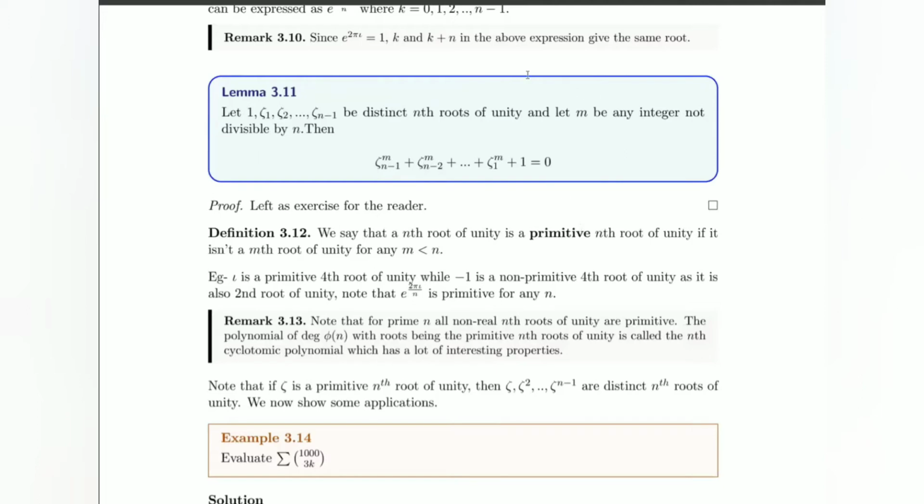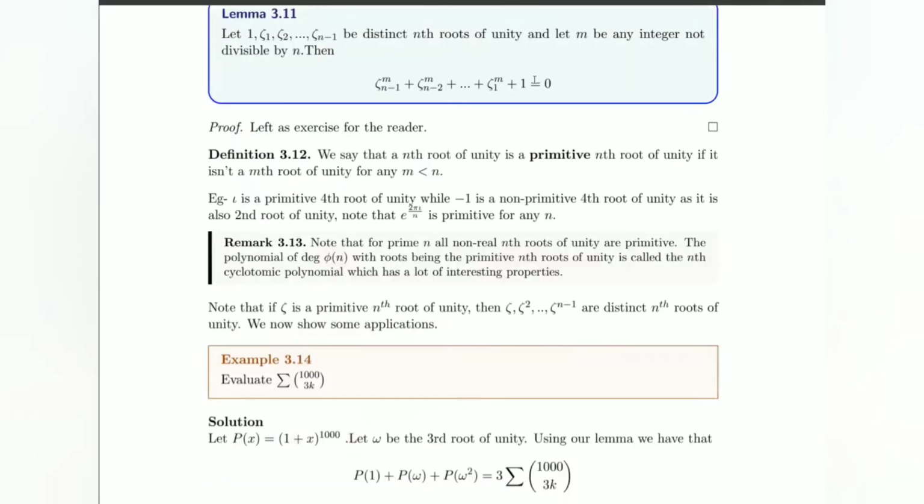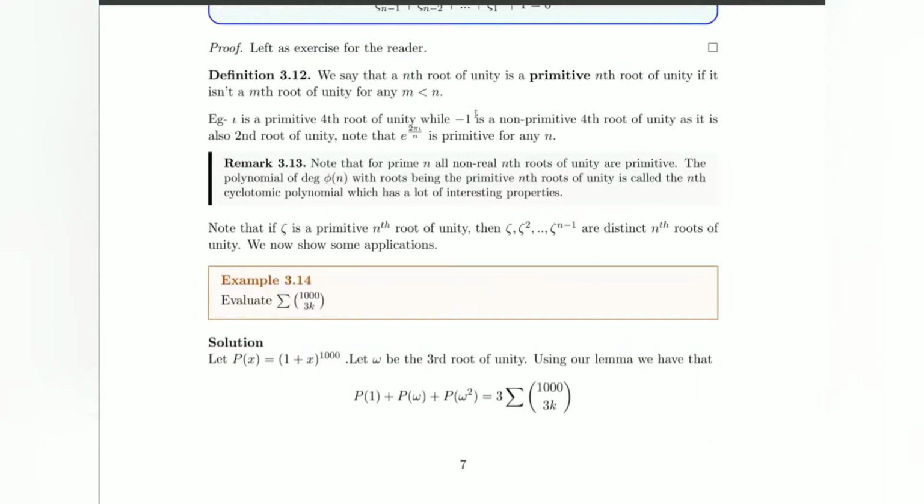Now, an nth root of unity is called a primitive nth root of unity if it isn't an mth root of unity for any m less than n. So, for example, i is a primitive fourth root of unity, while -1 is also a fourth root of unity, as (-1)^4 equals 1. But -1 is not primitive because it is also a second root of unity. And note that whenever you put k equal to 1 in the Euler form, this e^(2πi/n) is always primitive.